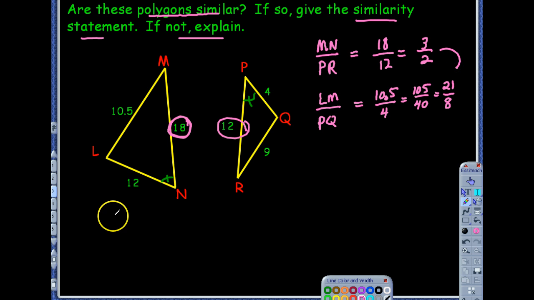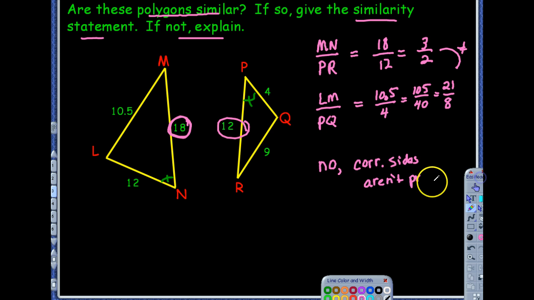Those are obviously not the same. So then I know that these are not similar. Yeah. Because all the sides have to be proportional. Exactly. Since those are not equal ratios, the answer to this would be nope. And why not? Well, because corresponding sides are not proportional. Now, don't just say the sides aren't proportional. Make sure you're clear on that.